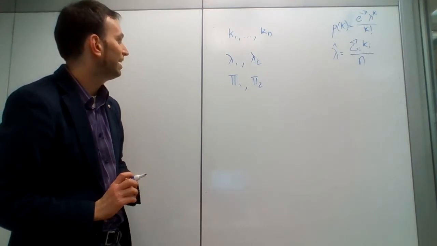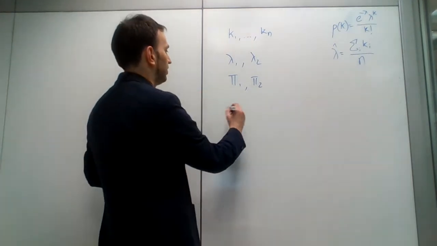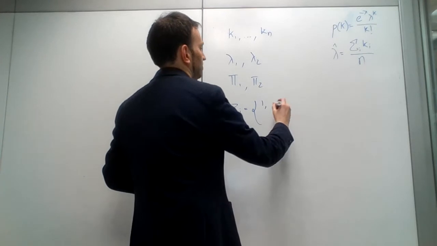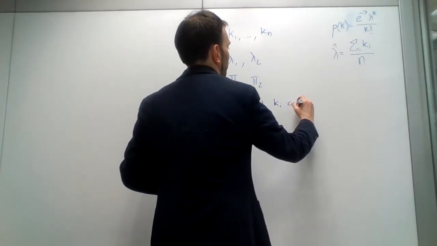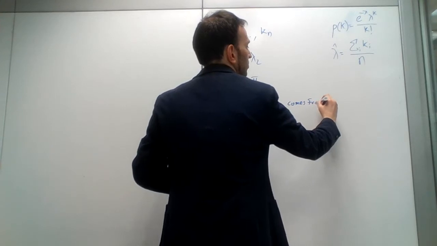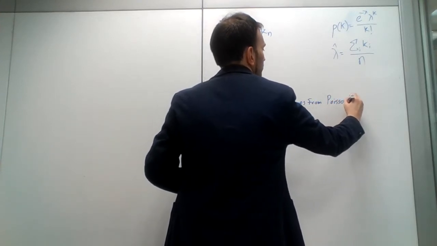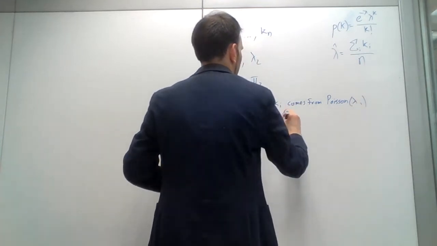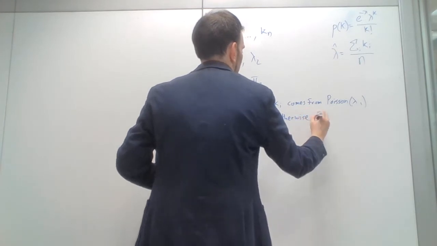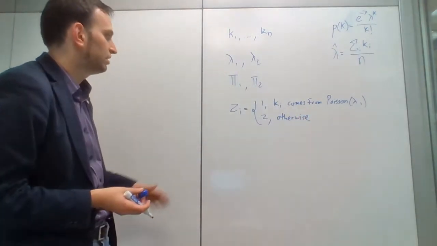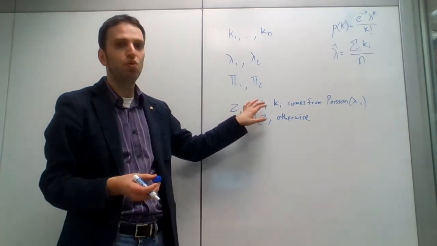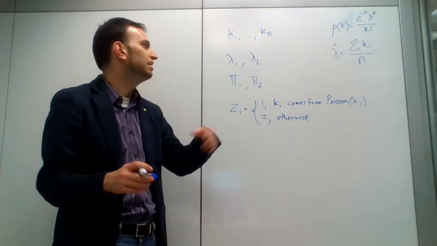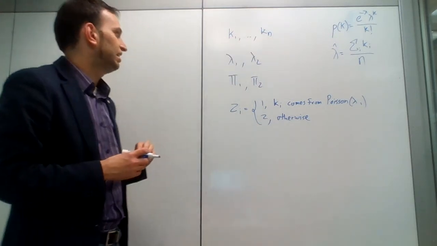What we want to know is, we'll define again our variable zi, and it's going to be 1 if ki comes from Poisson lambda 1, and it's going to be 2 otherwise. And what we want to know essentially is, is zi equal to 1 or is zi equal to 2? So we want to know, at least probabilistically, where did each of the k's come from.